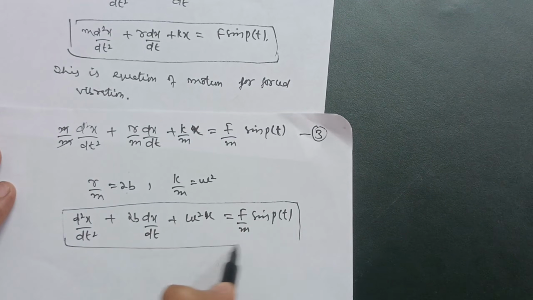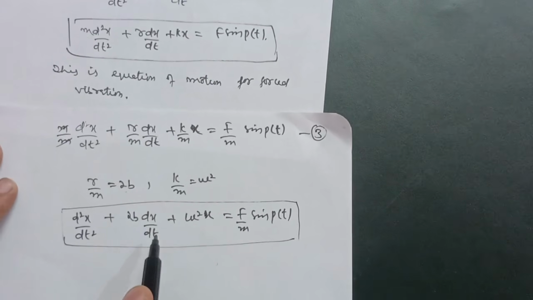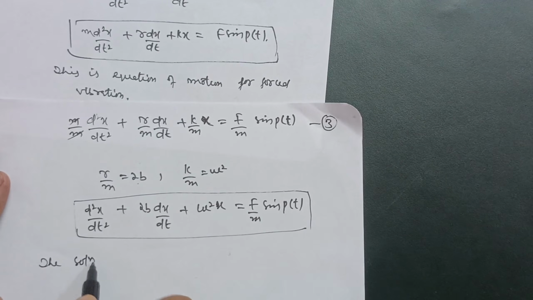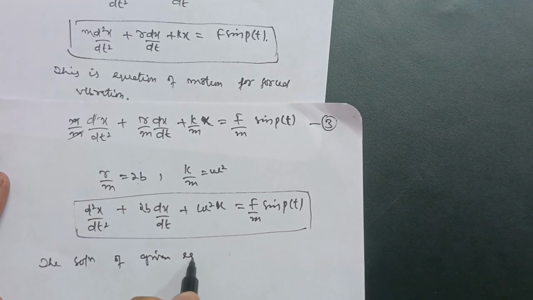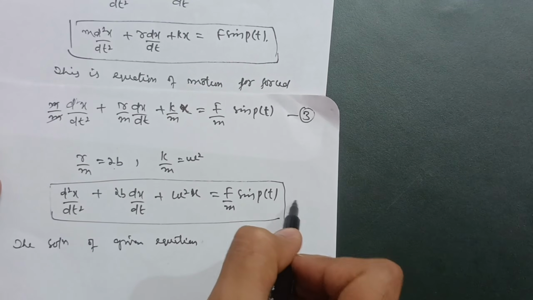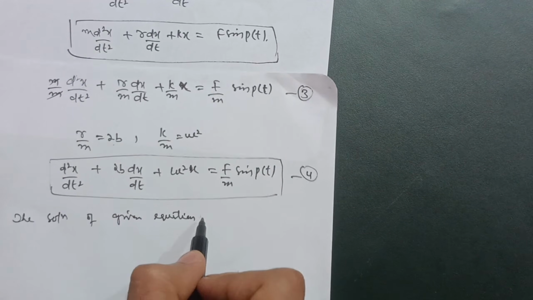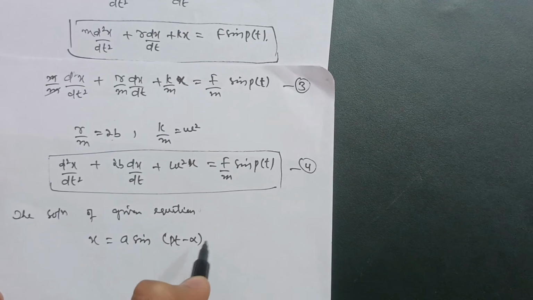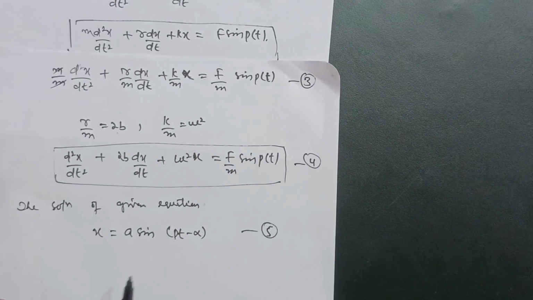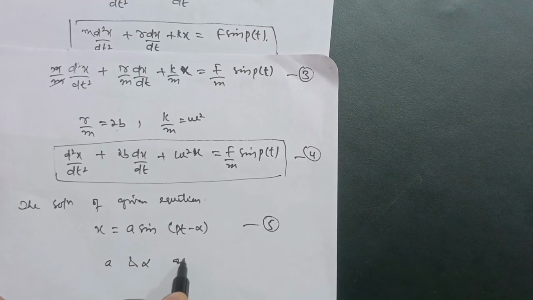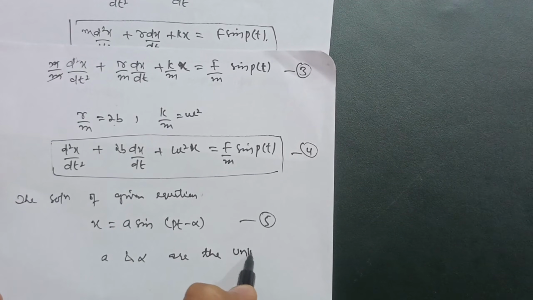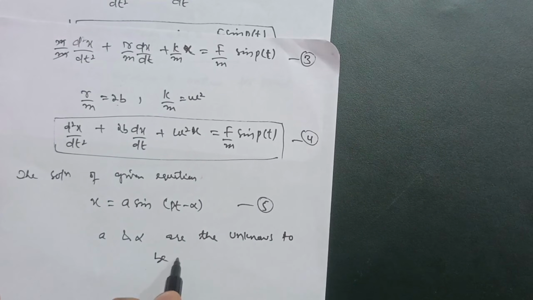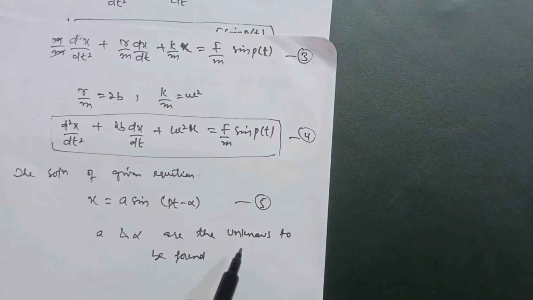As you already know, there is always a solution for a particular equation. This is a differential equation of second order, so it has a solution. The solution of the above equation, I can write as the fourth equation: x is equal to a times sine of pt minus alpha. I can call it the fifth equation, where a and alpha are the unknowns which we have to find.